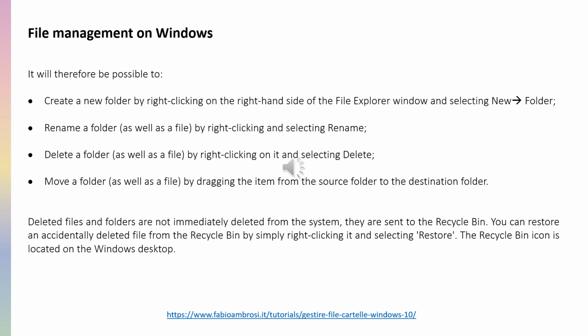Deleted files and folders are not immediately deleted from the system. They are sent to the recycle bin. You can restore an accidentally deleted file from the recycle bin by simply right-clicking it and selecting Restore. The recycle bin icon is located on the Windows desktop.